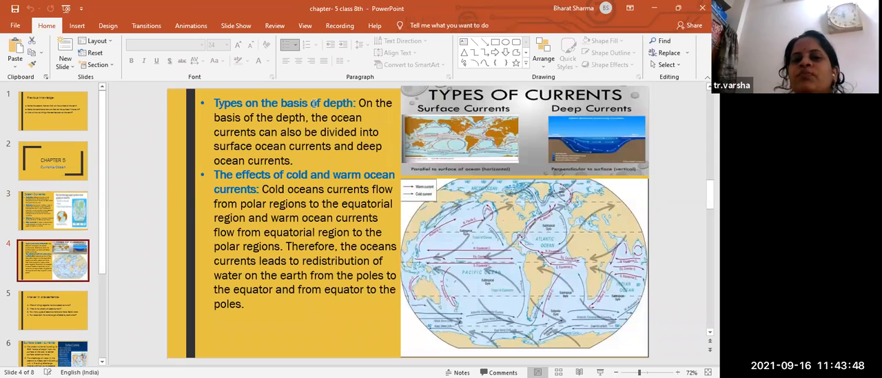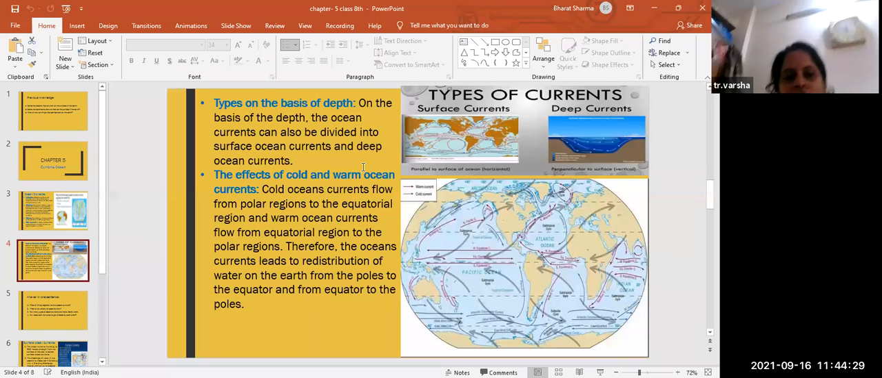Types on the basis of the depth. Children, on the basis of the depth, the ocean currents can also be divided into two. Depth means the deepness of the ocean. The ocean currents can also be divided into two. First is surface ocean current. Surface means the upper layer, and deep ocean currents. Deep ocean means again inside the ocean. That is deep ocean current that we have studied in the previous chapter, right? About deep ocean.